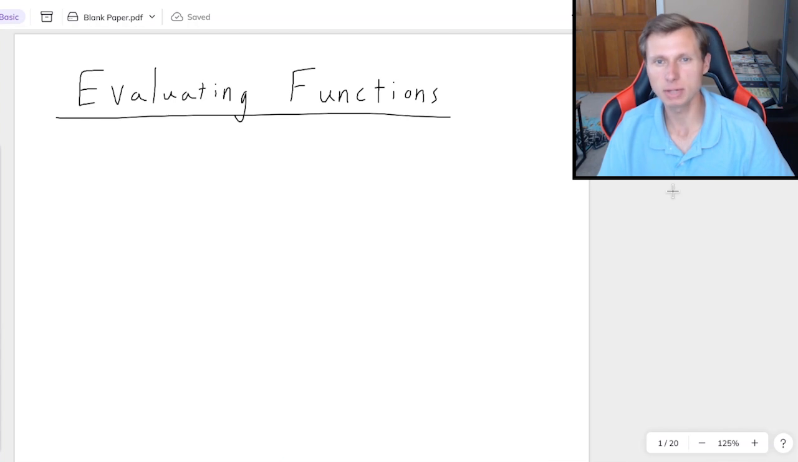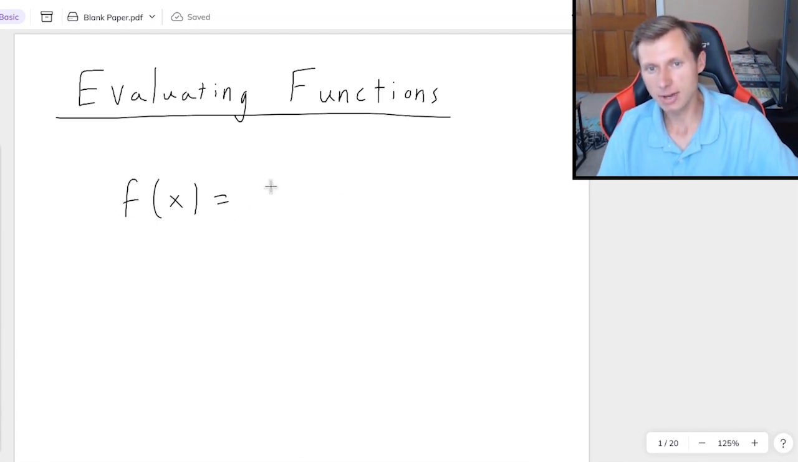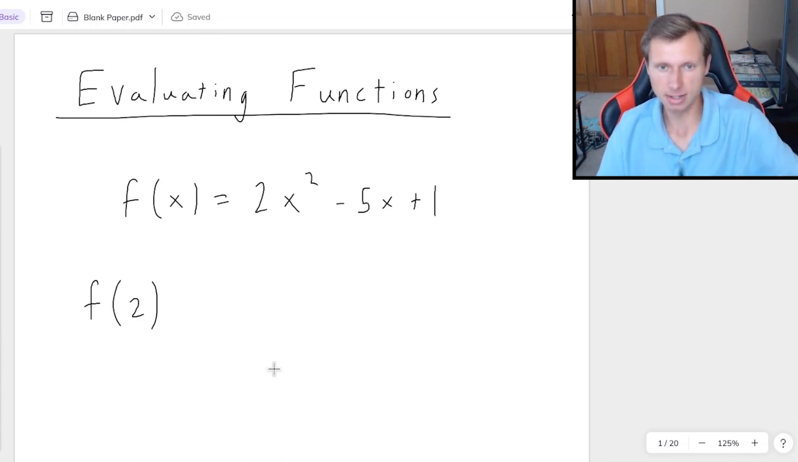In today's video, we're going to be talking about evaluating functions, so we're looking at problems that look something like this. I give you a function, f of x equals 2x squared minus 5x plus 1, and then I ask you something like, find f of 2, and that's how you'd read it, f of 2.